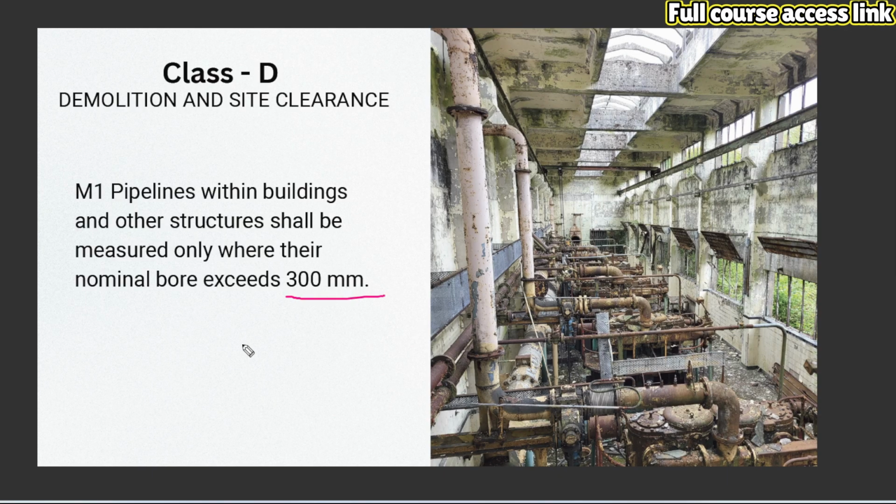For example, suppose the pipelines going through the inside of the building are something like 200 millimeters. What will happen? In this scenario, we are not going to consider it as a pipeline. Important term: we are not going to consider it as a pipeline. We just consider it as building or other structure demolition.